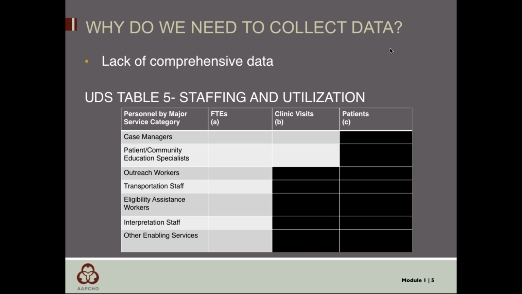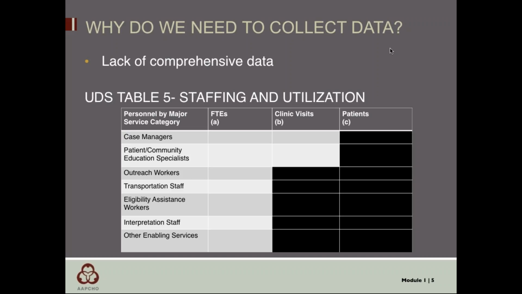And health centers are required to provide some of the information on their enabling services to the Bureau of Primary Health Care as part of their annual reports, but the UDS really does not track well the full scope of the enabling services that are provided by health centers and that are needed by your patients.